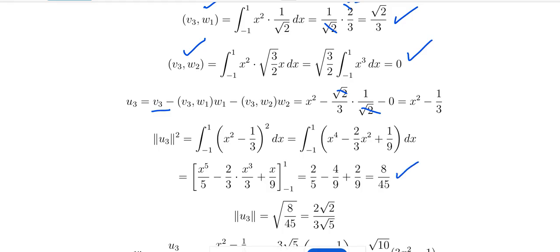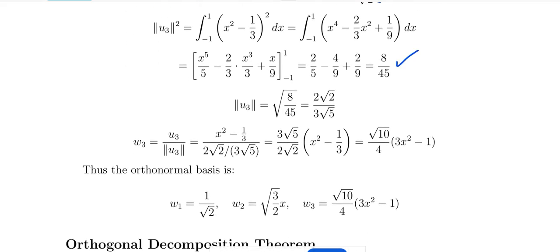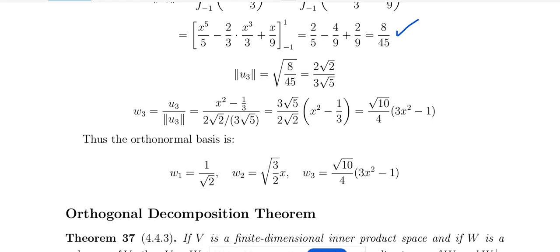We get the 8 by 45. So norm of u3 is root of 8 by 45. So this becomes 4 2s are 8, 2 root 2. This becomes 9 5s are 45, 3 root 5. So the output you get, u3, is this. So we can construct w3 easily. w3 is u3 by norm of u3. So this is w3.